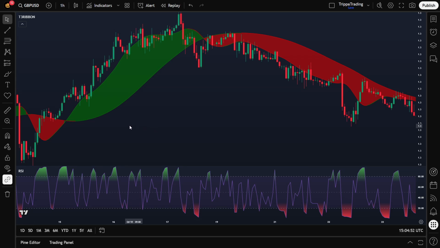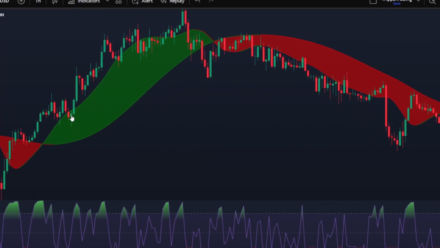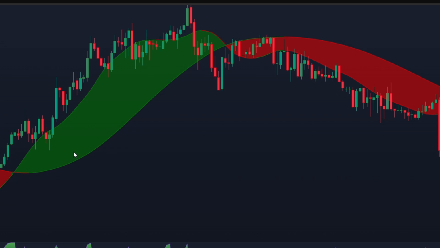Now let's break down what we've built here. We're using two T3 moving averages, the faster one with length 11 and the slower one with length 34. Based on their crossover, the ribbon between them changes color. When the fast T3 is above the slow T3 and stays above it, the ribbon turns green, and that tells us the market is in an uptrend. When the fast T3 drops below the slow T3 and stays below it, the ribbon turns red, and that tells us we're in a downtrend.